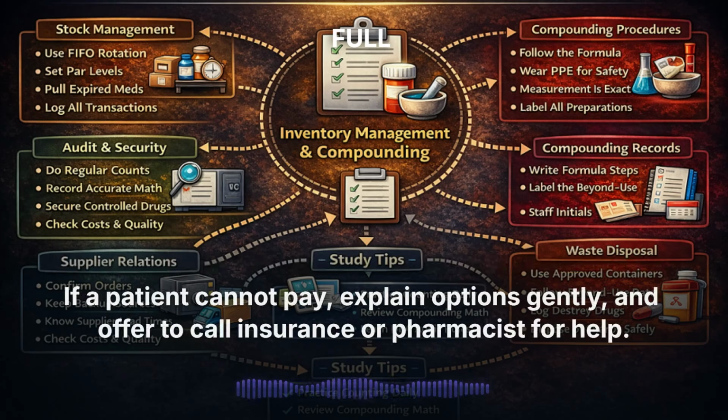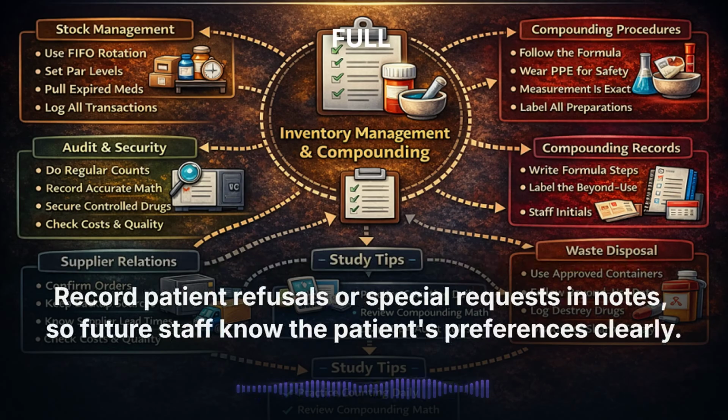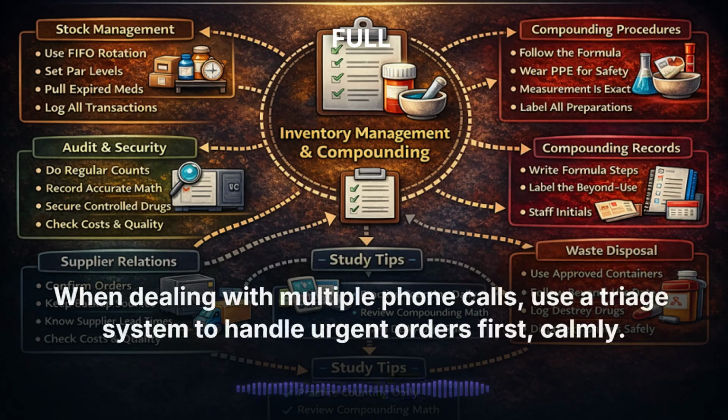If a patient cannot pay, explain options gently, and offer to call insurance or pharmacist for help. Record patient refusals or special requests in notes, so future staff know the patient's preferences clearly. When dealing with multiple phone calls, use a triage system to handle urgent orders first, calmly.